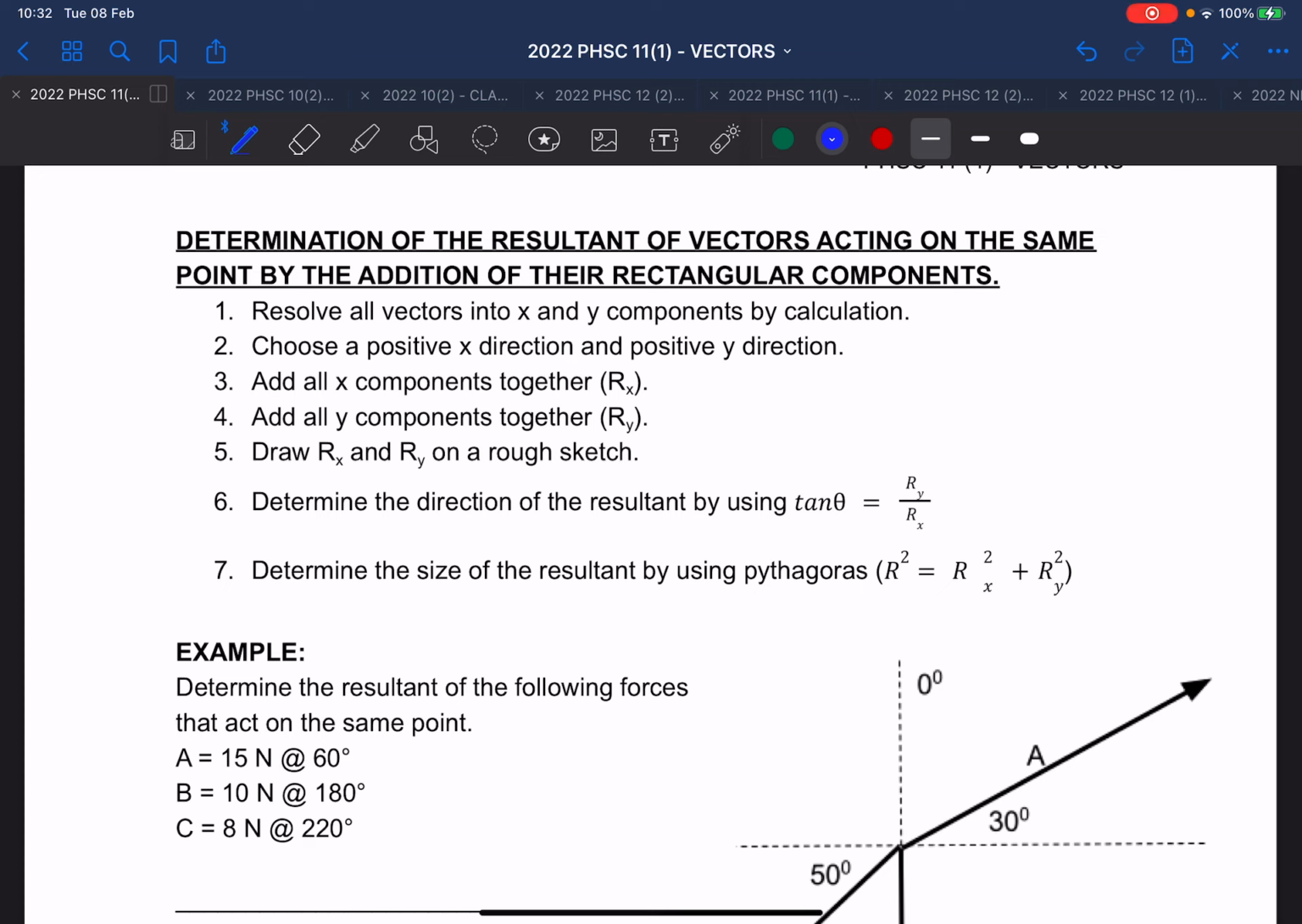It says, resolve means solve, but take it apart and put it together. Resolve all vectors into their x and y components. Then choose a positive x direction and a positive y direction. Add all the x components together, add all the y components together, and then draw a rough sketch of the resultant x and the resultant y, get the direction, and determine the size. Okay, so it's quite a long method. Alright, so let's quickly see how that will work.